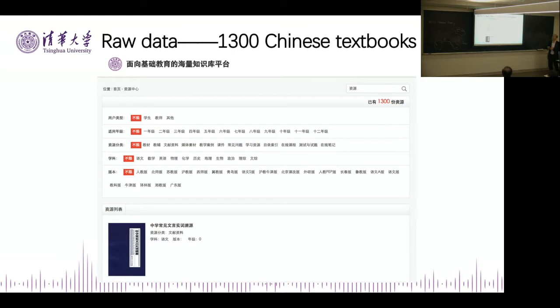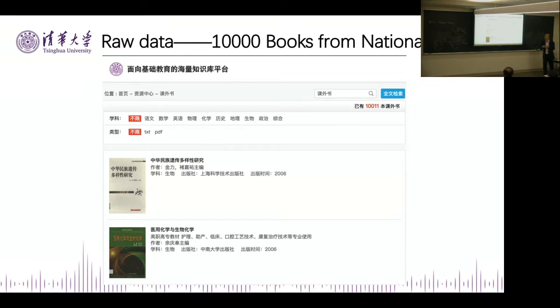In the first step, we collect all the Chinese textbooks from the presses in China. As we know, the number one press for printing textbooks is the People's Education Press, the second one is the Beijing Normal University Press, and maybe the third one is the Shanghai Education Press. So we collect all the textbooks from grade 1 to grade 12 and 9 subjects, mathematics, Chinese, geography, and so on. Then we have 1,300 Chinese textbooks. We also get more than 10,000 books from the national library, because many students need to read books besides textbooks. So we also collect these books.